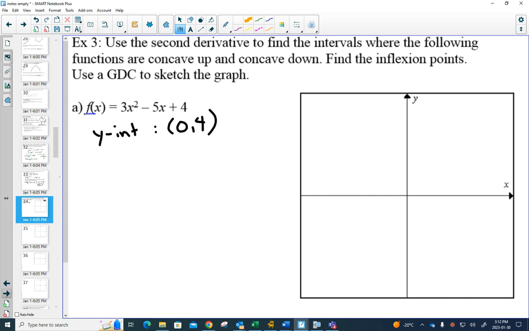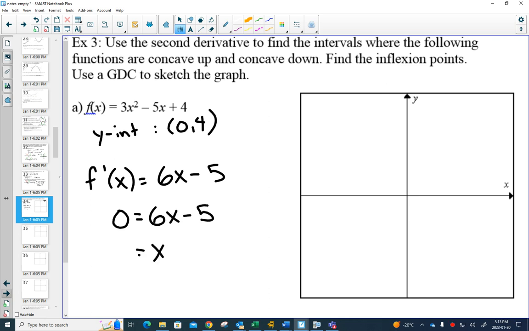Now, our steps for graphing any graph with calculus is, after we find our intercepts, if we can, we will find our first derivative. So f prime of x is 6x minus 5. And you will find the critical points by setting it equal to 0. And so we get 5/6 as the only point that is a critical point.